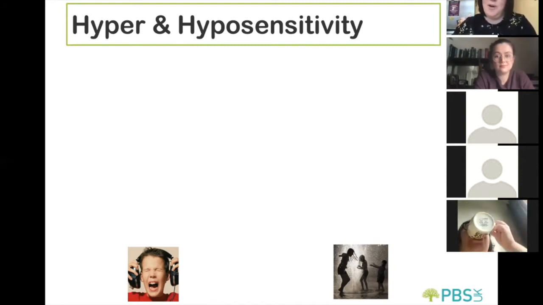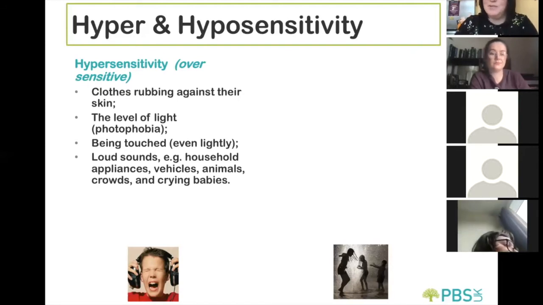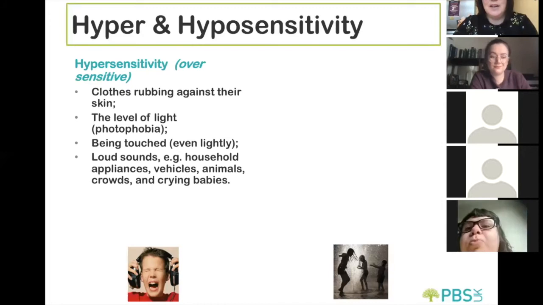And hyper and hypo sensitivity are kind of the opposite to each other, and we'll have a look at that in a sec. So hypersensitivity is when somebody is oversensitive to some kind of sensory stimulation. We're going to look at some more specific examples in relation to each of the senses in a little bit, but clothes rubbing against somebody's skin, quite a lot of people with hypersensitivity to things like touch would have difficulty with particular labels or seams on clothing. And again, not being able to filter out that sensation would be really problematic as well.